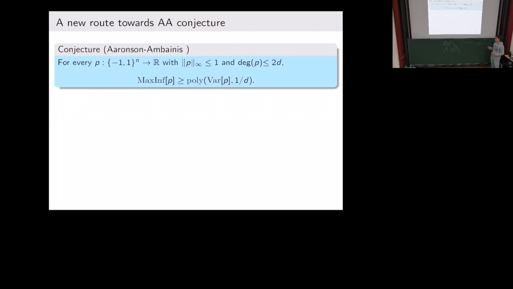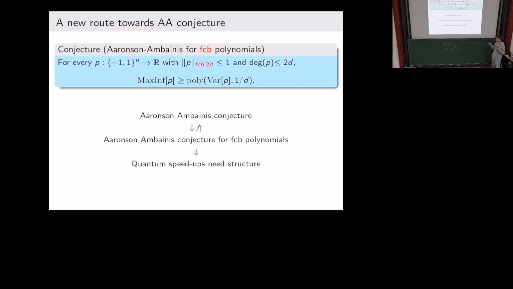And somehow the picture that we have is that we had the Aaronson-Ambainis conjecture, but we really care about the applications in quantum computing, so we don't really care about the Aaronson-Ambainis conjecture itself. What we care about is the Fourier completely bounded version of the Aaronson-Ambainis conjecture, which has this sequence of implications. So we know that the Aaronson-Ambainis conjecture is stronger than the Aaronson-Ambainis conjecture for Fourier completely bounded polynomials. This is just because if you know that the Fourier completely bounded norm is at most 1, then in particular you know that the infinity norm is at most 1.